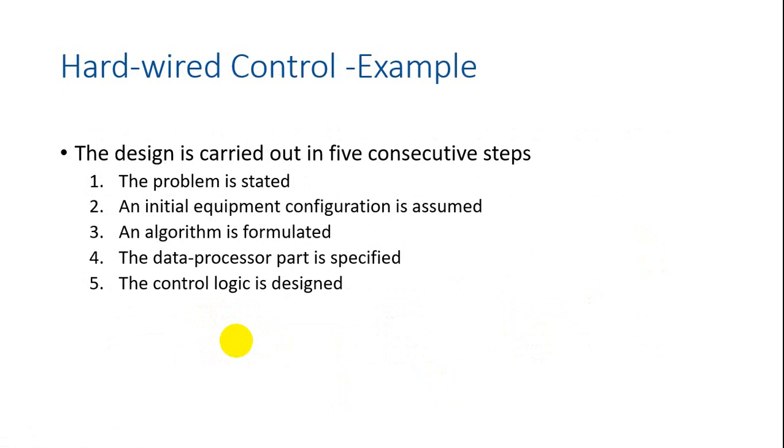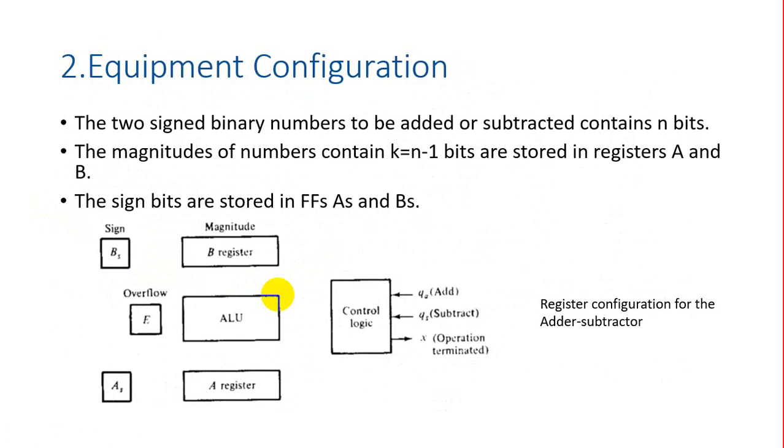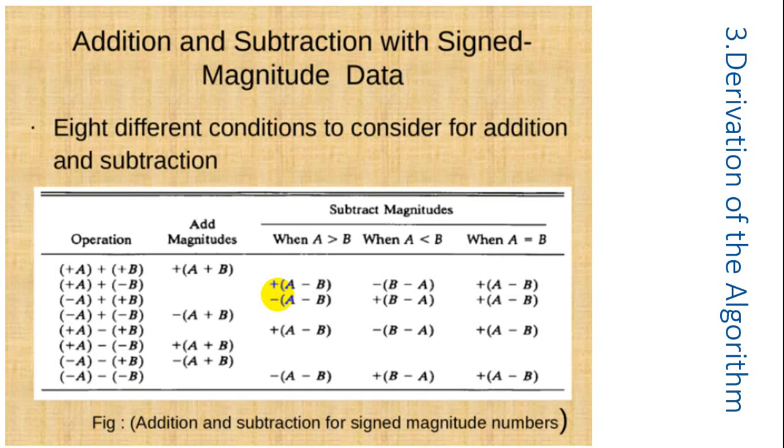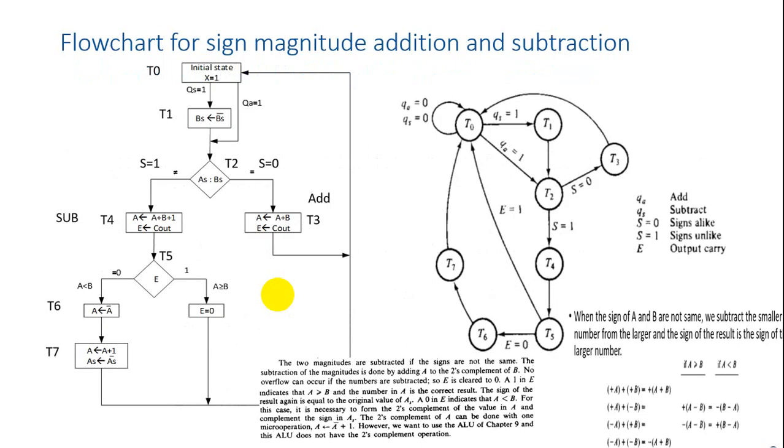So these are the steps. The problem is stated, an initial equipment configuration is assumed, an algorithm is formulated, the data processor part is specified. We have done up to step 4. Today we will do step 5, where the control logic is designed. So we have seen the algorithm behind the two's complement, addition, and subtraction in the last class. This is the equipment configuration, and this is the analysis. Okay, and based on the algorithm, this is our flowchart, and this is the control state diagram.